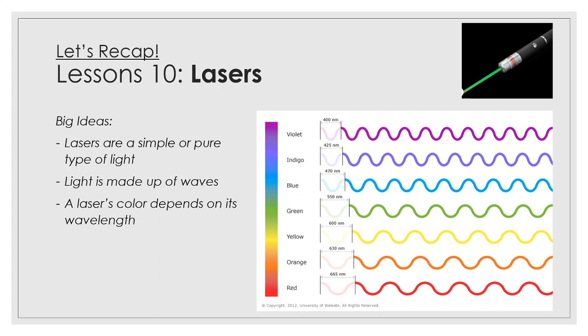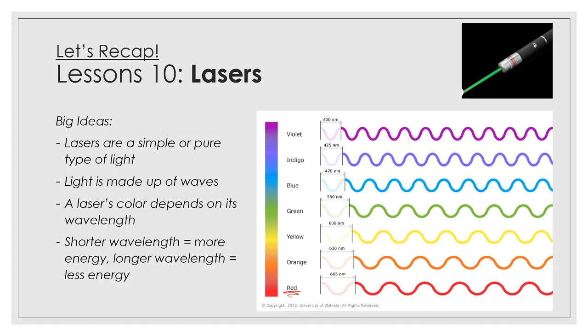We learned that a laser's color depends on its wavelength, so the difference between these violet lasers up here and these red lasers down here is their wavelength, the distance from the top of one crest to the top of the next crest, or how stretched out the waves are. They're longer down here with the red light, and they're shorter up here with the violet light, and then they're in between for all the other colors. And we learned that the wavelength affects not only the color of light, but also the amount of energy it has. We have more energy the shorter the wavelength gets. So of all these colors here, violet has the most energy and red has the least energy. That's because violet has the shortest wavelength and red has the longest wavelength. And the shorter your wavelength is, the more energy that color of light has.